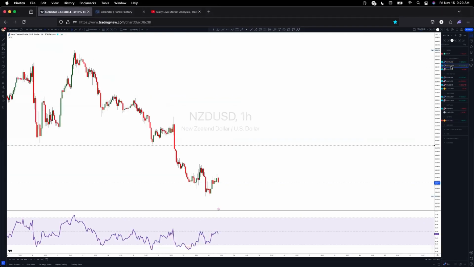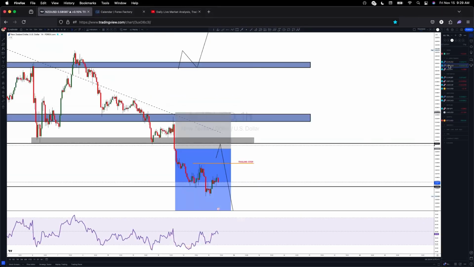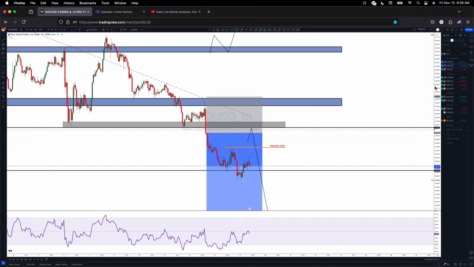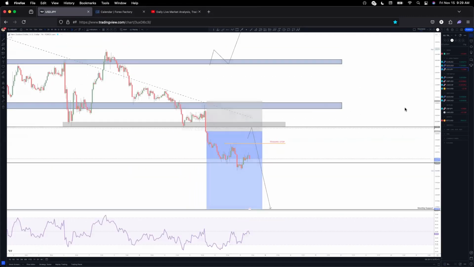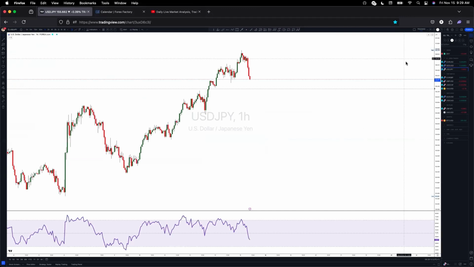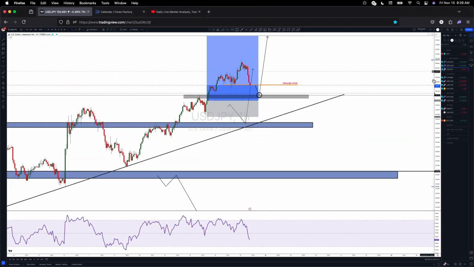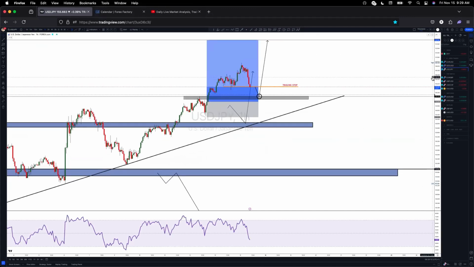Kiwi dollar is not pulling back as we wanted it to, but all eyes on it anyway. All eyes on Kiwi dollar. USD JPY is quite possible to start to look for a buy as well. Very possible, but I would like to see a rejection candle, a bullish rejection candle right here.